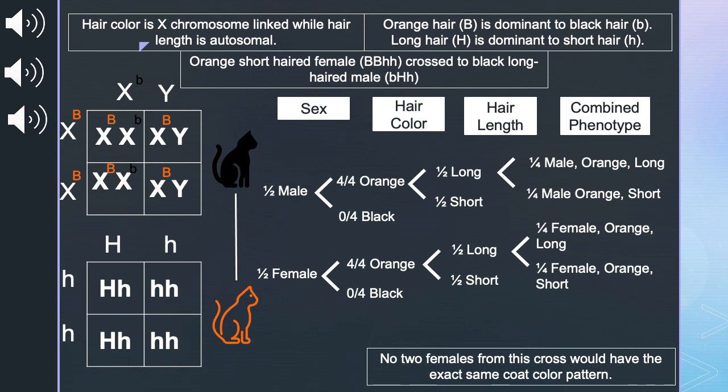As you can see from the Punnett square, the black male cat will give any female offspring one little b allele, while the orange female cat will give one big B allele. Any female offspring from this cross will be heterozygous for coat color, which we know is subject to X inactivation, which will lead them to be tortoiseshell and have unique coat patterns depending on where the orange and black alleles are activated.